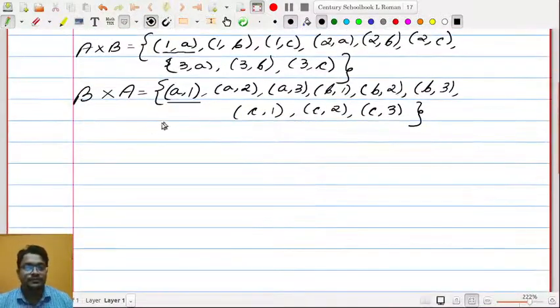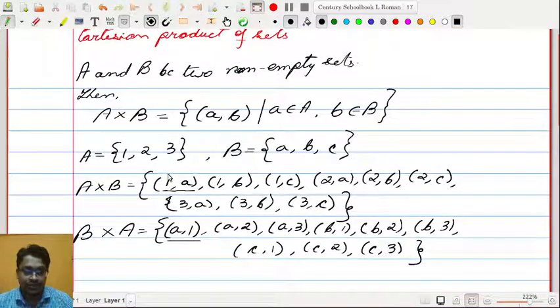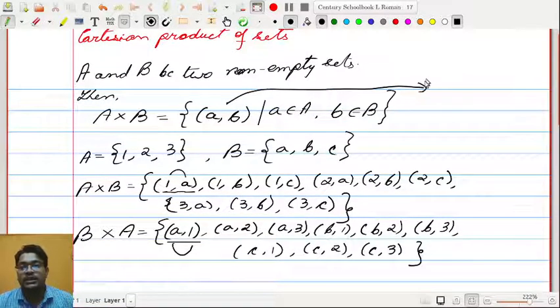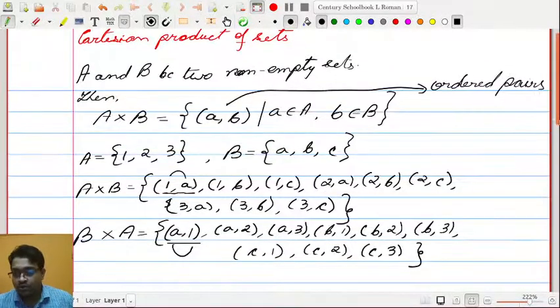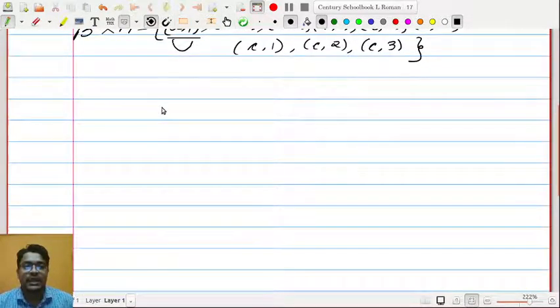That is why these are actually called ordered pairs. The order is important. If 1 comes first and a comes second, this is different from a coming first and 1 coming second. So these are called ordered pairs. A cross B is the collection of all ordered pairs of elements coming from the first set A and the second set B.